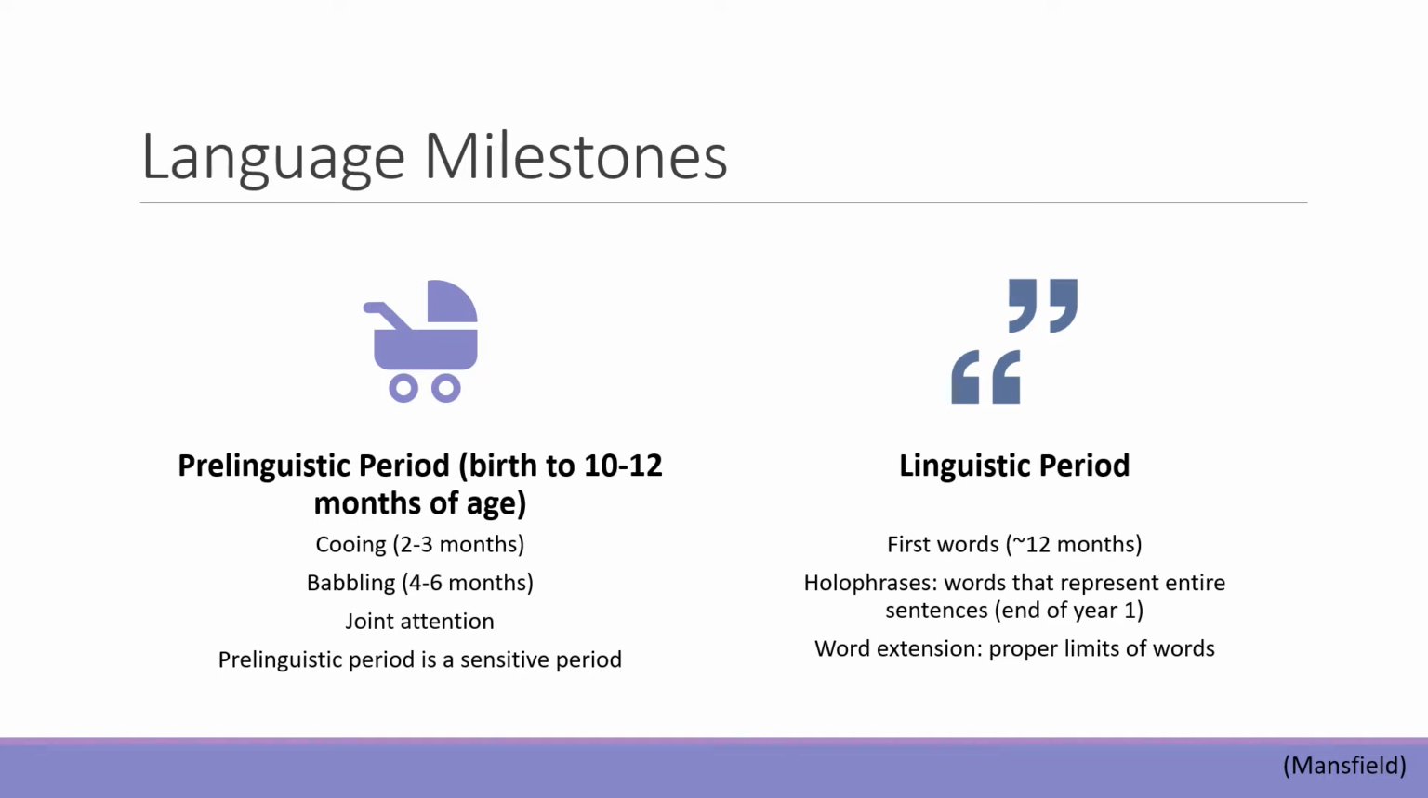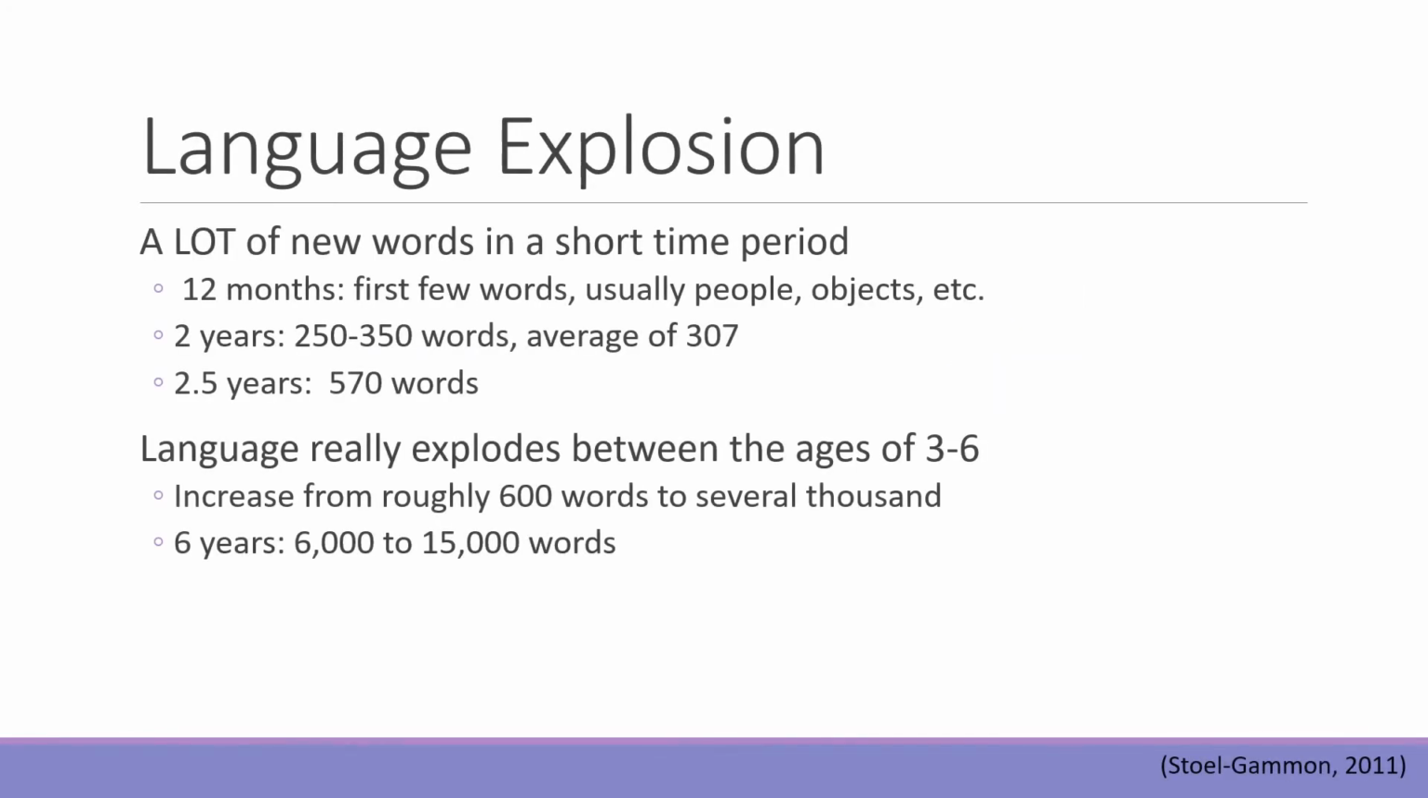At the same time, children are learning a lot about word extension, or the proper limits of words. They are pretty good at learning how broadly or narrowly a word applies, though errors are sometimes made. Once children begin speaking, they start to learn a lot of new words in a really short time period. This is often referred to as the language explosion.